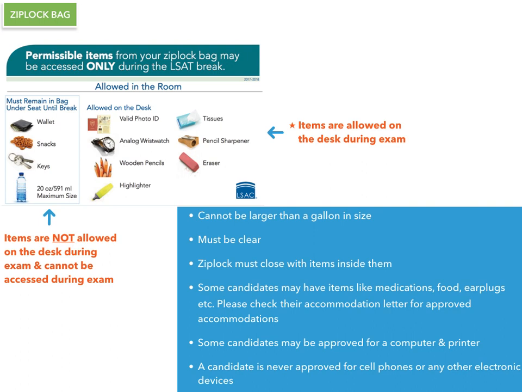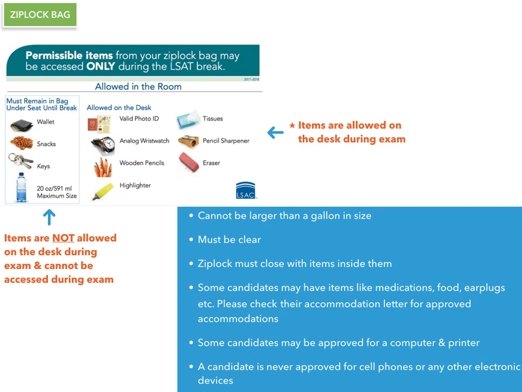If they need to access it for any reason before or after the break, the test taker must raise their hand and let a proctor know. It is not uncommon for a candidate to think that they can drink water during the exam, but it is important to let them know that items may not be accessed. Keep in mind that test takers with accommodations may be allowed additional items. Please handle these situations discreetly.